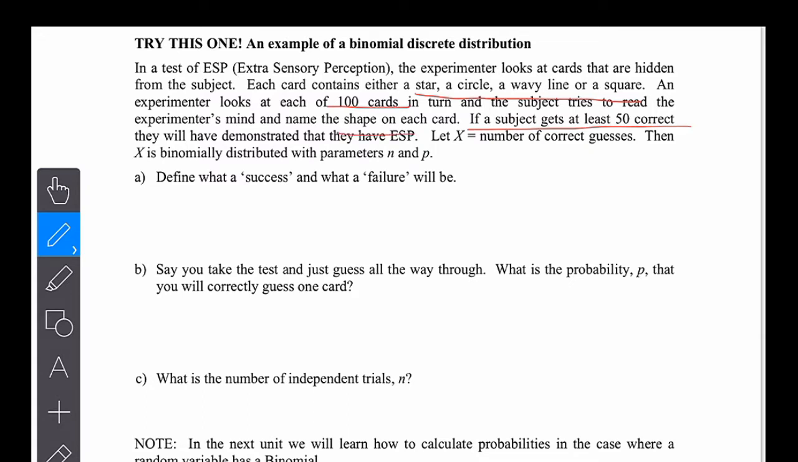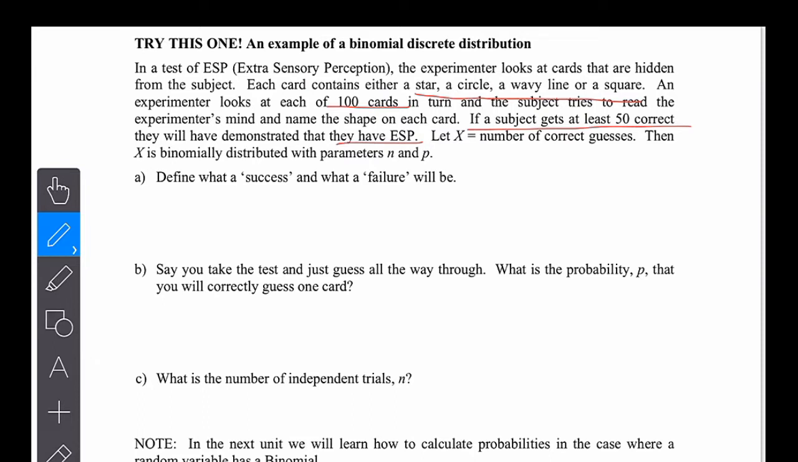So what are we looking for? Well, that's a good question. What are we looking for? What is the success? That's the main question. That's what you're going to have to be able to determine on your own in order to determine if you have a binomial setting.